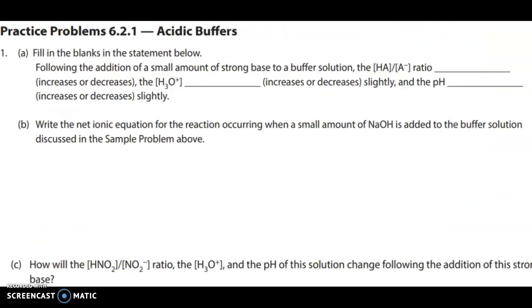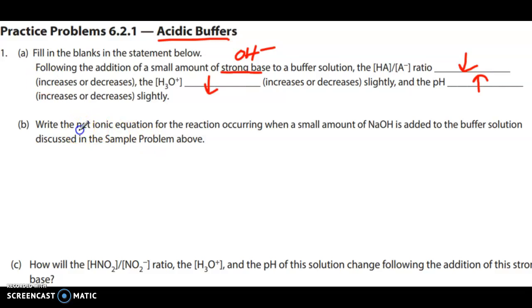All right, so let's start taking a look at some of the practice problems. For the first one, it says, fill in the blanks with the following statement. We're looking at acid buffers here. Following the addition of a small amount of strong base to a buffer solution, the ratio decreases, right? Because we're going to have a larger denominator there. The hydronium should also decrease because some of it is reacting with our strong base. And the pH should increase slightly because it's going towards the basic direction.